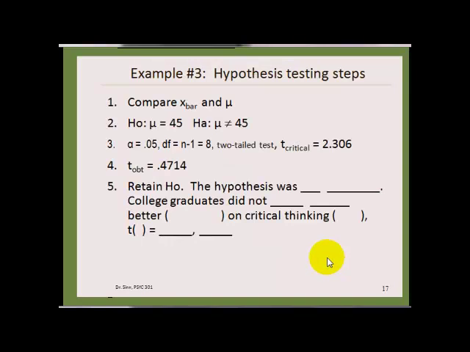So, how would we write this up? We're comparing the x bar and mu. Our null is that mu is equal to 45. The alternative is that mu is not equal to 45. We set up our values here to get that critical test value, and we got a t obtained of 0.4714. So, see if you can fill in the correct bits and pieces here on your own, and hit pause and hit play again when you're ready.